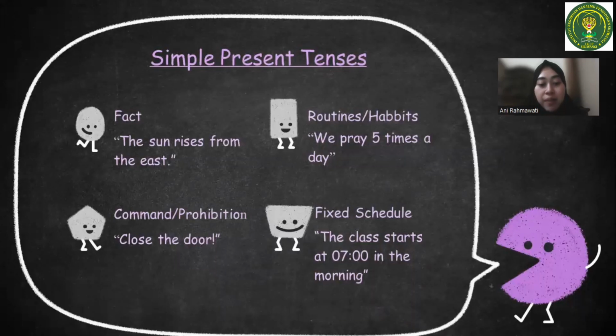For example, the sun rises from the east. That's a fact. And then there are routines or habits. For example, we pray 5 times a day. Third, there is a command or prohibition. For example, close the door. And finally, there is a fixed schedule. For example, the class starts at 7 in the morning.